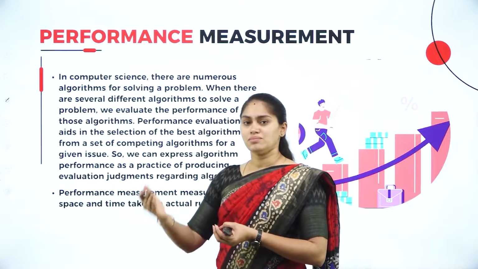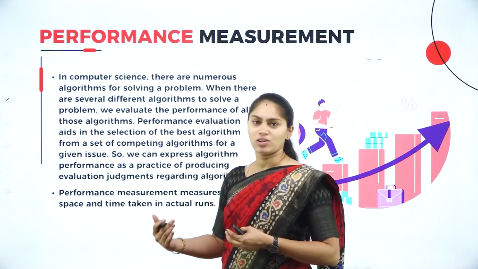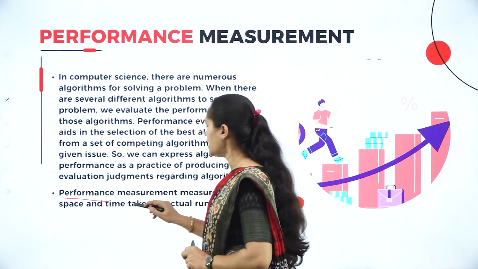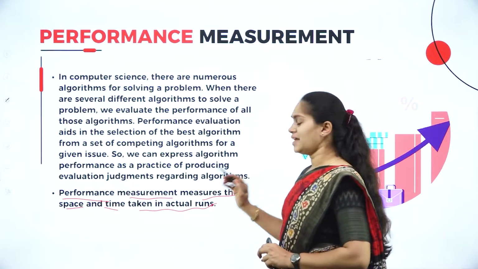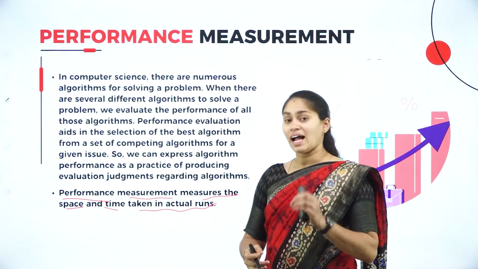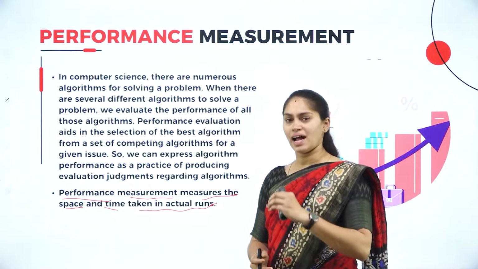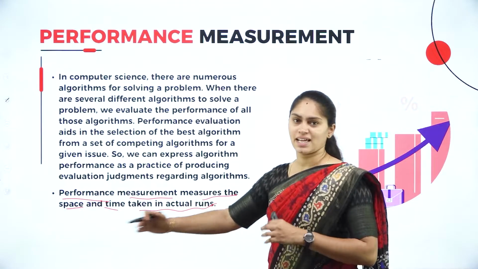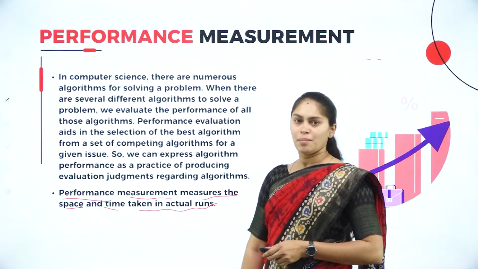The measurement will be in terms of the time it will take, along with the space or memory it will require. So performance measurement measures the space and time taken in the actual runs. If I am using an algorithm to solve my problem, when we give all kinds of input to that problem, how much time will it require, and what memory space does it take when running? Based on that, we measure performance.